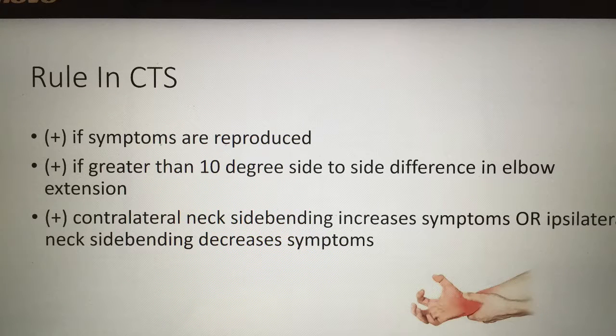The test is positive for carpal tunnel syndrome if symptoms including pain or numbness in the wrist or fingers is reproduced, if there is greater than 10 degrees side-to-side difference in elbow extension, or if contralateral neck side bending increases the symptoms and then ipsilateral neck side bending decreases the symptoms.